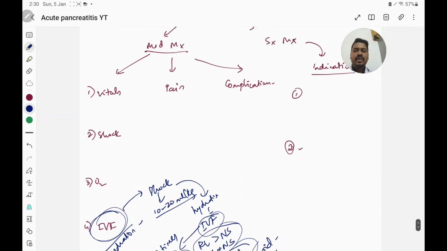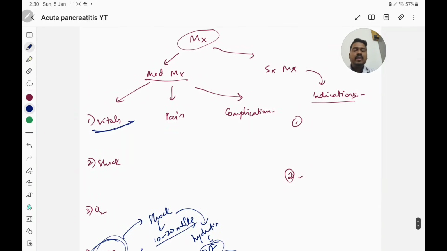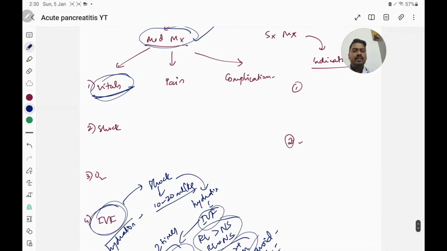So this is about IV fluids. Second, you will do vital monitoring, okay. See, pancreatitis management is mainly medical management unless there are complications, okay, where you'll go surgical. In medical management, first you'll see the vitals and the hydration part.